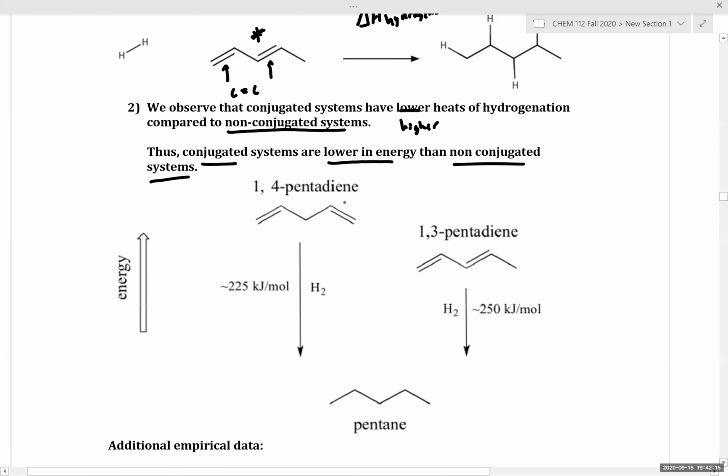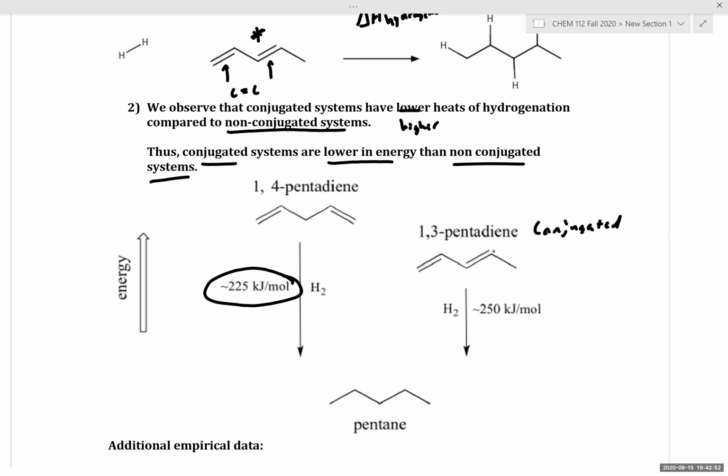So for example, 1,4-pentadiene has a smaller heat of hydrogenation. The reason for that is that 1,4-pentadiene is higher in energy. 1,3-pentadiene, which is conjugated, has a larger heat of hydrogenation, and in turn, that means our starting material was lower in energy. Does this make sense to everyone so far? So the smaller heat of hydrogenation for our non-conjugated system indicates that this non-conjugated system is higher in energy and overall less stable than the conjugated system.